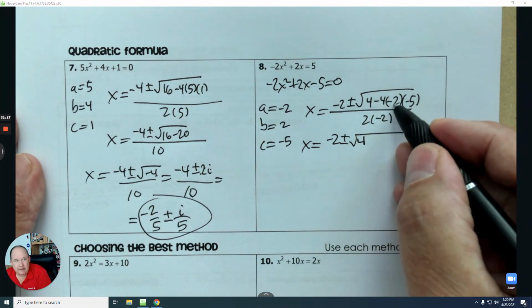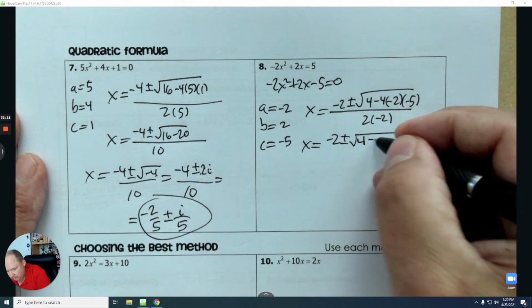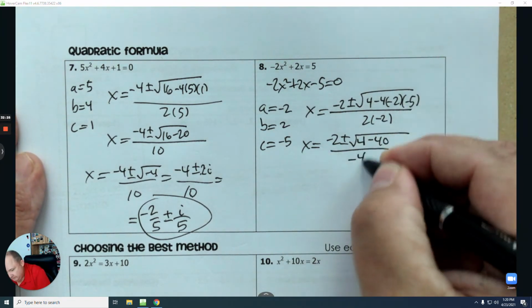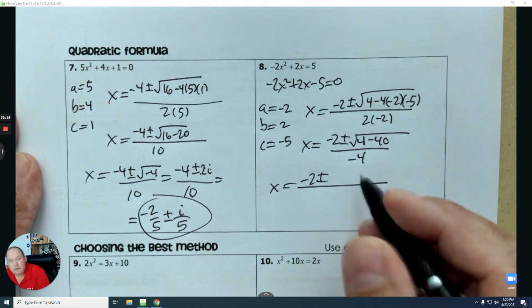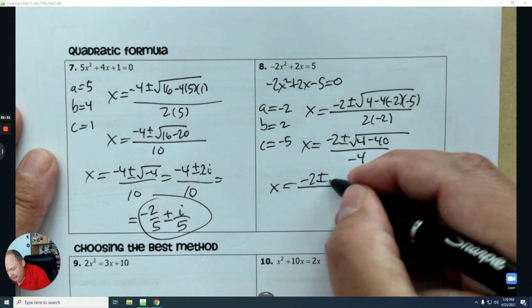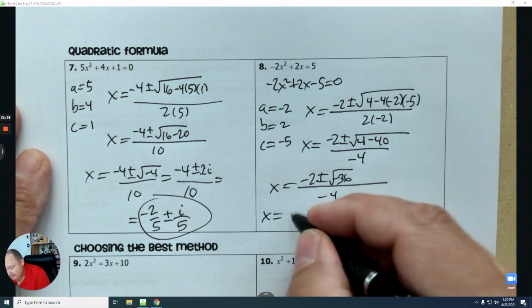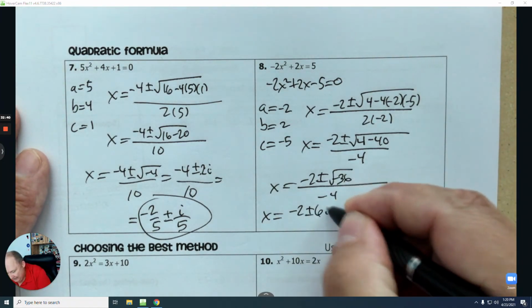A negative times a negative times a negative is a negative answer, so this is negative 40. Four take away 40 is negative 36. The square root of a negative number is imaginary. So the square root of 36 is 6, but it's going to be 6i because it's negative.